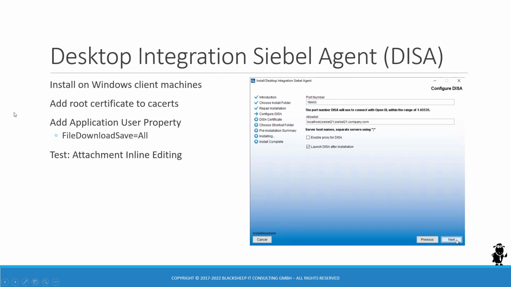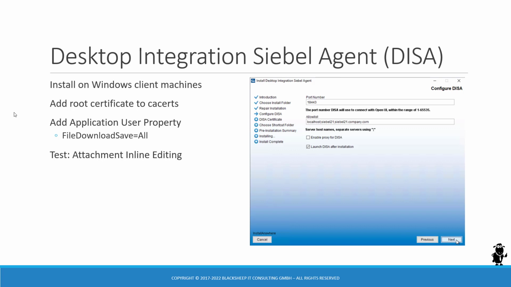And one other piece of software that you might want to install on your Windows client machines that you use for end users, for developers, or for running test automation, you will need to install the Desktop Integration Siebel Agent (DISA) in some use cases, such as test automation or when users require functionality supported by DISA. This is a Windows installer only, so DISA is only available for Windows at the time of this recording, and the installer will walk you through the necessary steps.